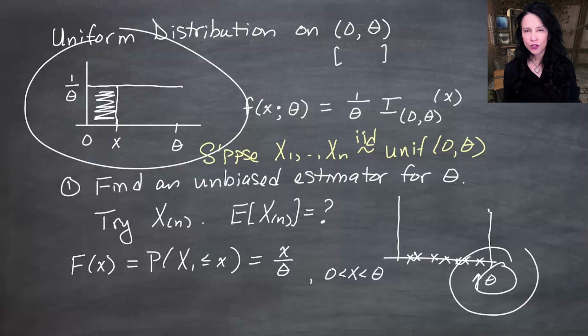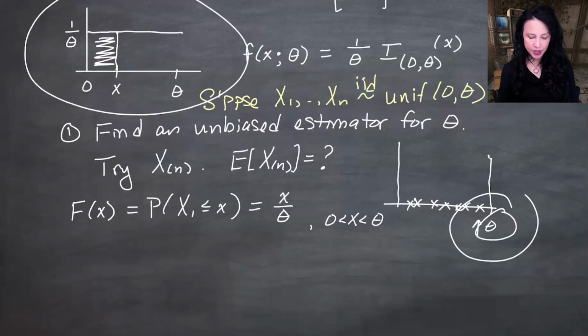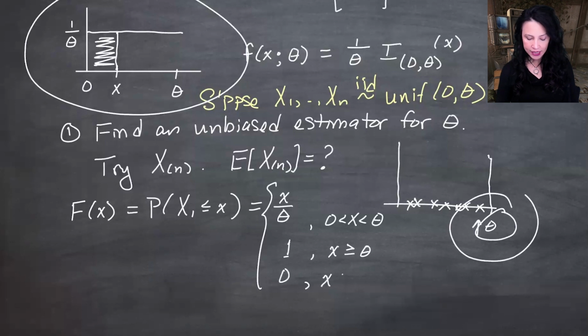that X is between 0 and theta. And this is not a "and 0 otherwise" statement. This would actually be 1 if X is greater than or equal to theta, and 0 if X is less than 0. And it kind of matches up at theta, so I'll put an equal sign there as well. So that's the CDF for any one of the X's.